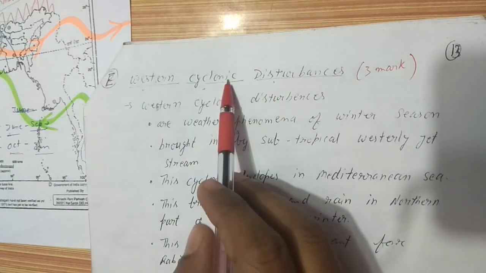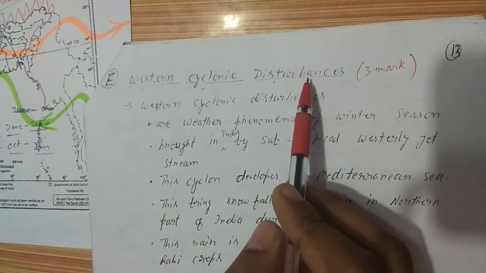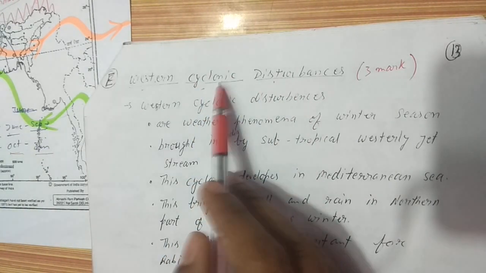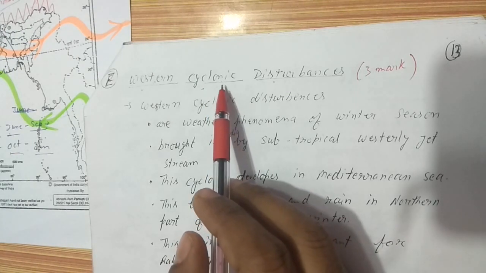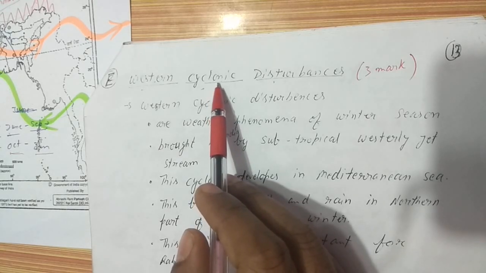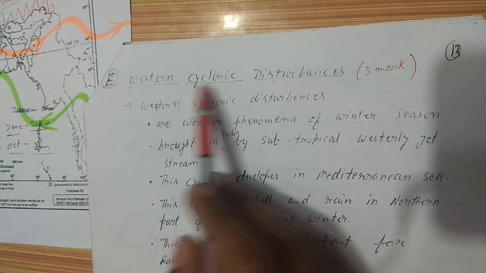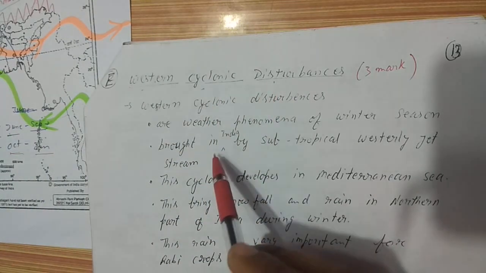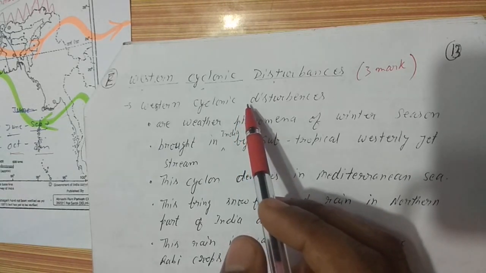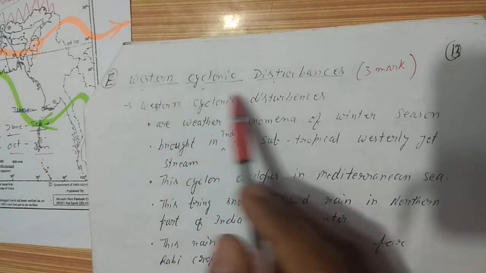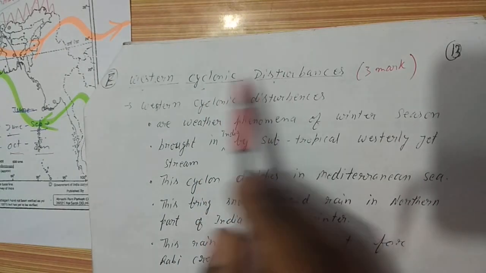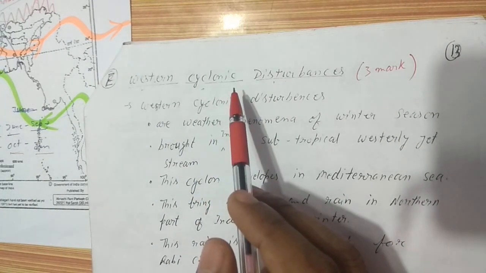Western cyclonic disturbances are a kind of disturbance. Which kind? A kind of cyclonic disturbance which generates somewhere in the west. That which generates somewhere in the west is called western cyclonic disturbances.